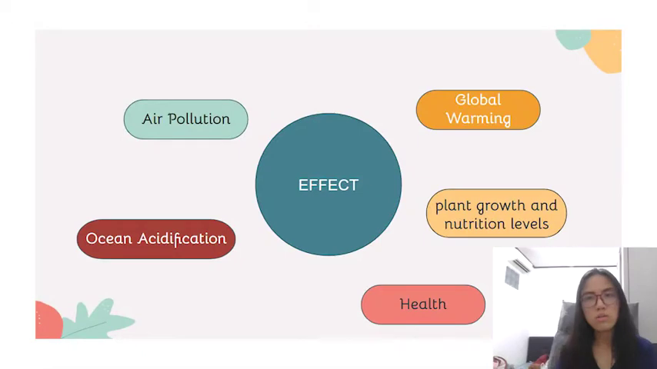So now I'm going to talk about the effects of the greenhouse gases. The first one is global warming. Greenhouse gas levels have been increasing since the start of the Industrial Revolution. The total greenhouse gas emissions have increased by about 80% since the 1970s. The second one is ocean acidification. Increases in carbon dioxide levels have made the world's oceans 30% more acidic since the Industrial Revolution. Other effects are changes to plant growth and nutrition levels, and air pollution, of course, and the last one is problems for human health.